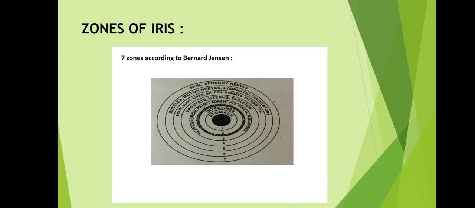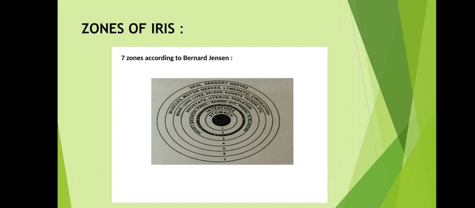Now, the zones of the iris. According to Dr. Bernard Jensen, there are 7 zones in the iris. The first zone represents the stomach, the second zone represents the intestine, and the third zone represents organs like the heart, bronchi, pancreas, adrenal gland, pituitary gland, pineal gland, and gallbladder.